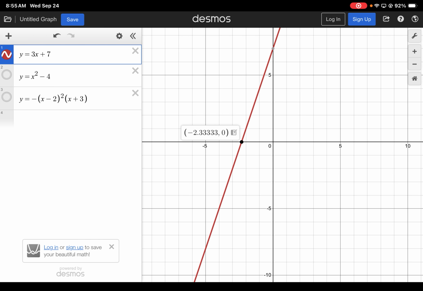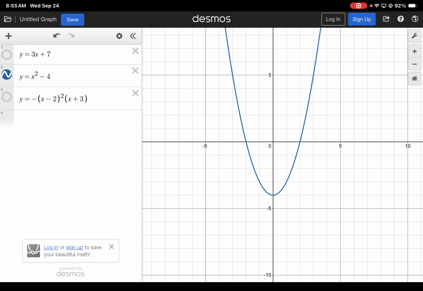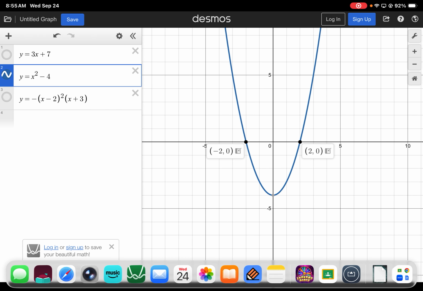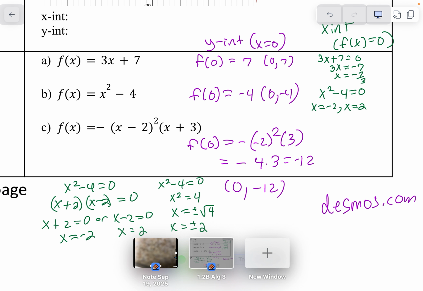so let me turn that one off, turn this one on. Look where we hit the x-axis: at positive 2 and negative 2. So you can check your work with Desmos very quickly, because you can just tap or click on those, and that will reveal what those are. Okay? Now let's talk about our last one here, part C.